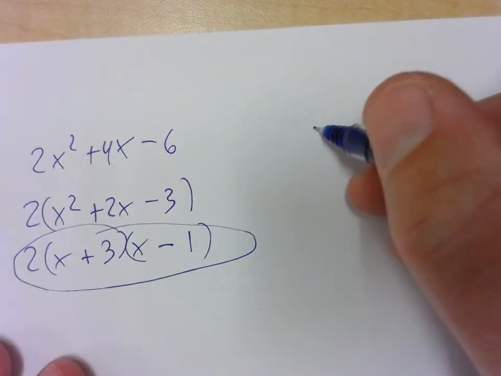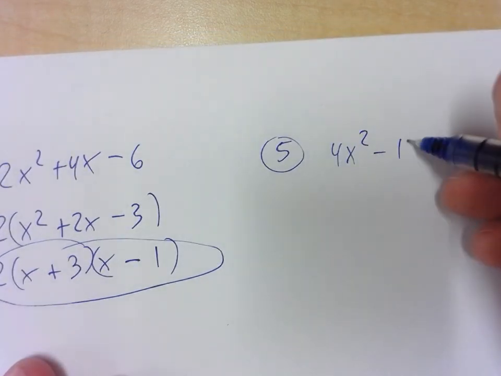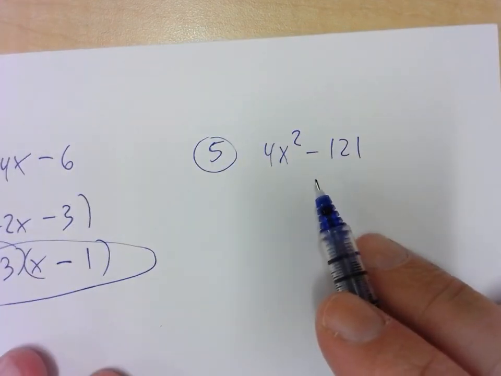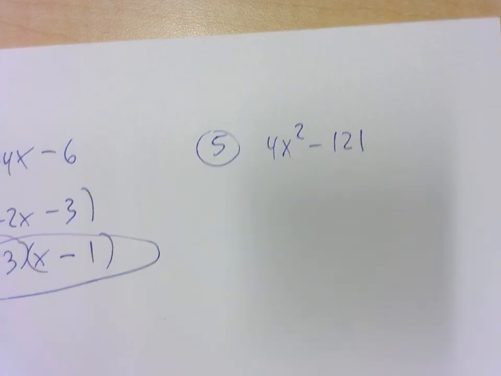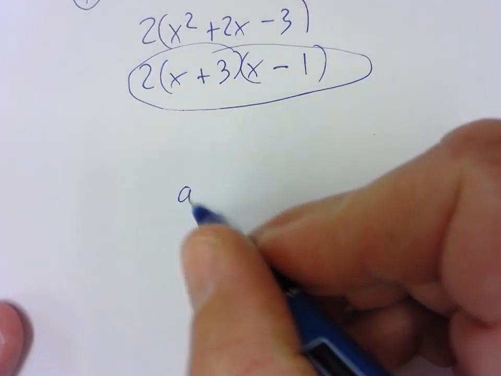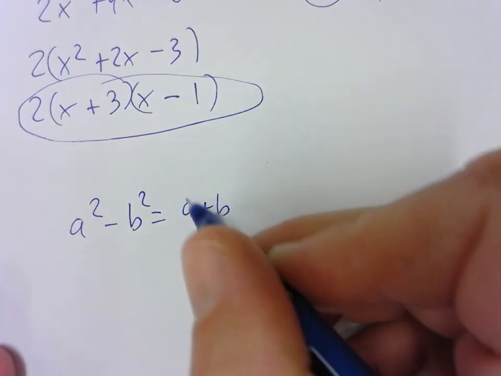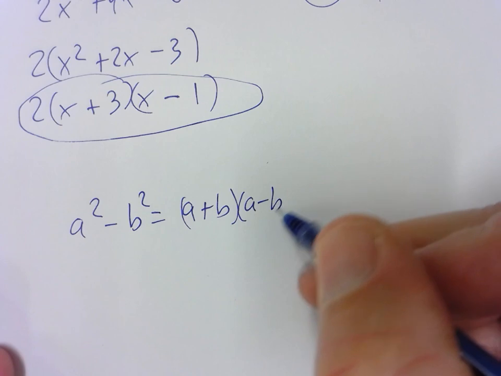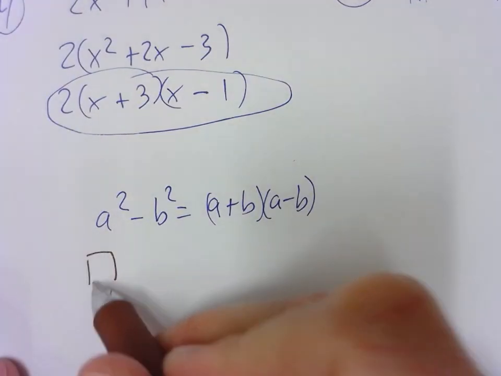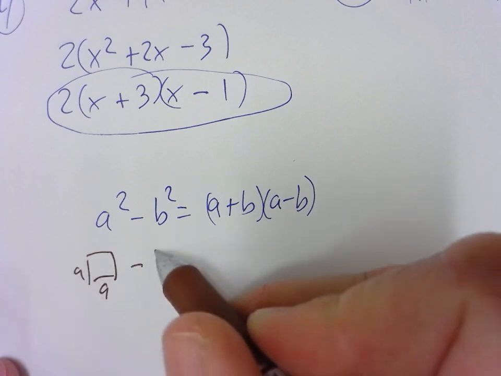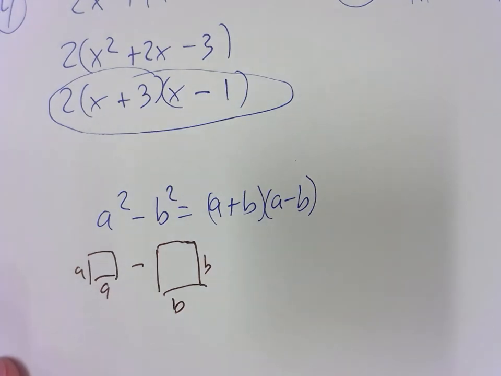Number 5 is 4x squared minus 121. This one here, we have to recognize it as the difference of 2 perfect squares. So the difference of 2 perfect squares always factors the same way, and it's a something squared minus something squared is equal to something plus the something and then something minus the something, right? It always factors the same way. See, these are squares, like literally it's a times a, and then another square here, b times b, right? Subtraction of two perfect squares.